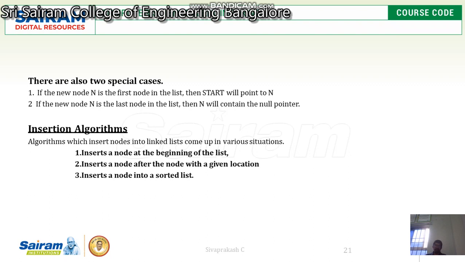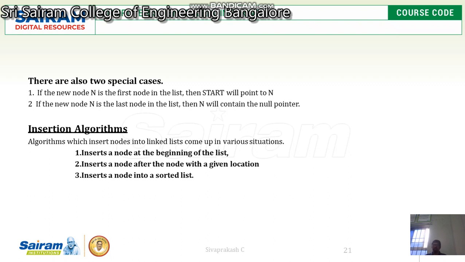So then the start is going to get the address of the new node. The second one is we are going to insert a node after the node with a given location. So you are going to read the given location. After this location, you are going to insert a node. This location you have to read from the keyboard. The user is going to give this.